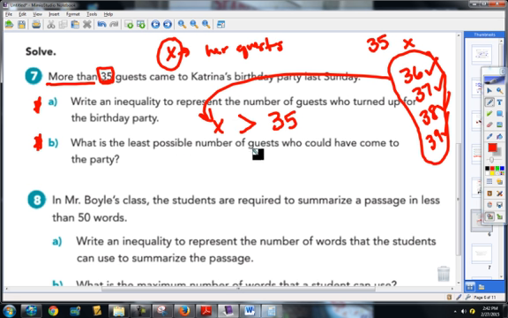So what is the least number of guests who could have come to the party? A lot of people would say 35, guys, but that is wrong because it specifically says more than 35. So the least number of guests she had was 36. She either had 36 or more. You could also say it that way.